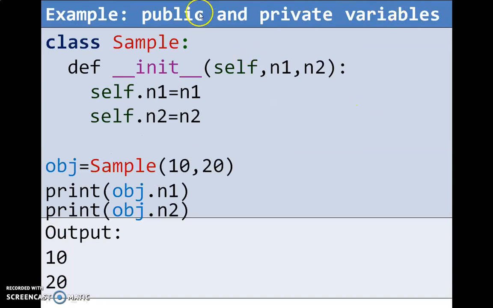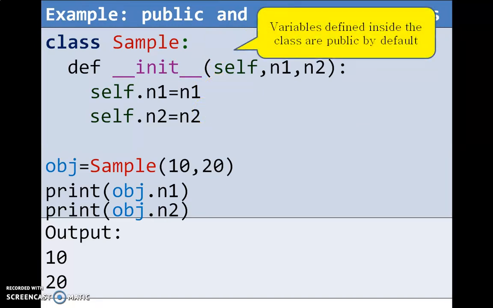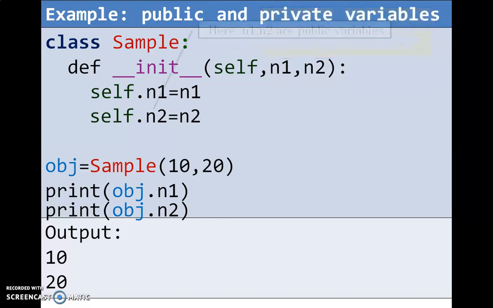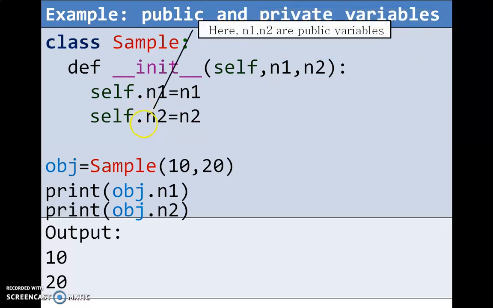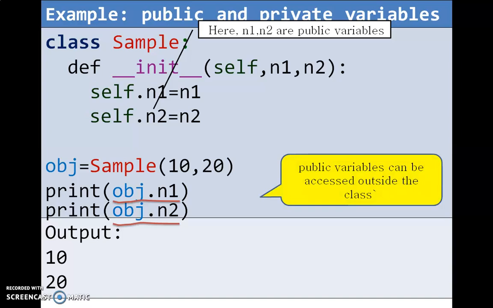Public and private variables. So in this constructor, so before that, variables defined inside the class are public by default. So any variable you create in the class is by default taken as public. So here n1 and n2 are public variables. So using the object obj, I am accessing the variables n1 and n2 outside the class, obj.n1, obj.n2. So it is clear that public variables can be accessed outside the class.